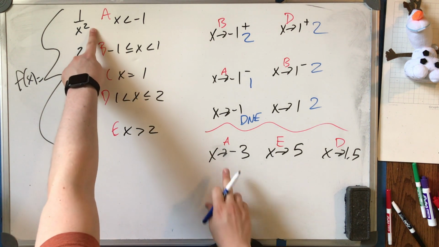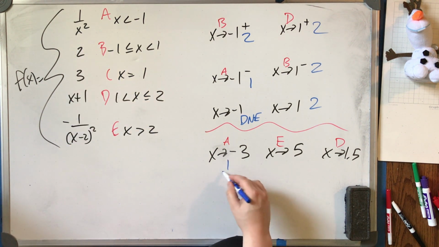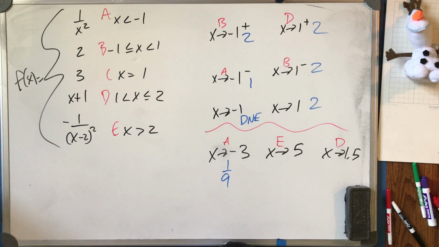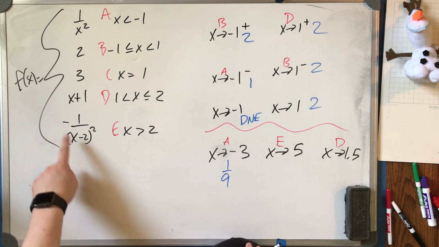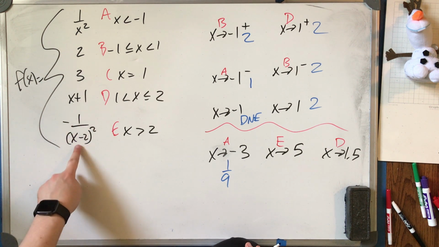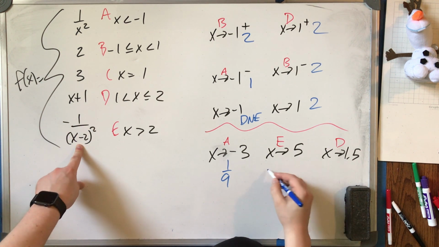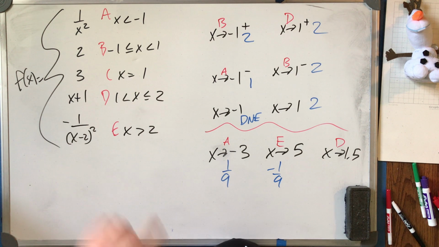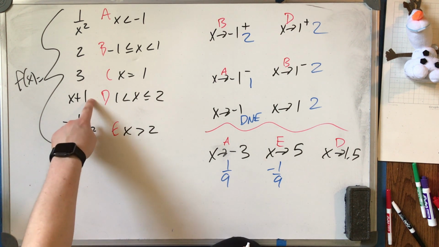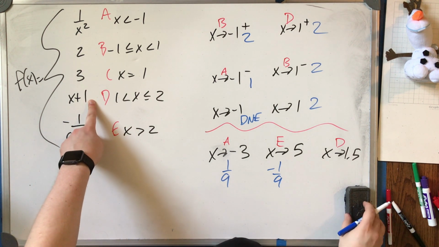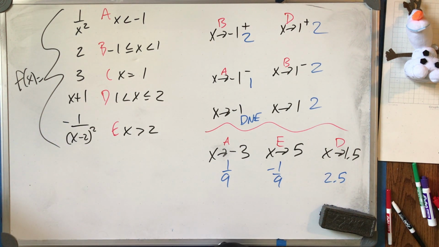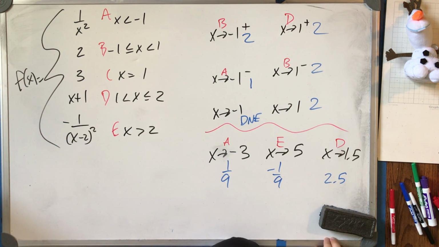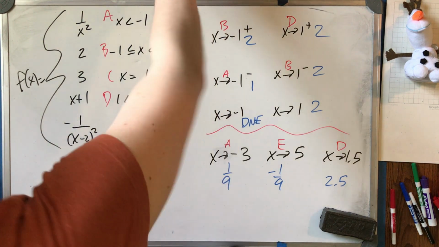Up here, if we look at A, we plug in negative 3, that's going to give us 1/9. Since we could direct substitute, that's the actual answer. If I plug in 5 for E, I'm going to get negative 1 over 3 squared, so that's negative 1/9. I could direct substitute, so that is the actual answer. And then up here, D, 1.5 plus 1 is 2.5, and I could direct substitute, so that's the actual answer. Whew, and there we go. That's it. We're finally done. That took forever.